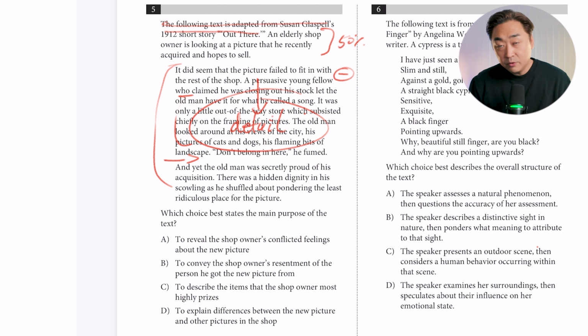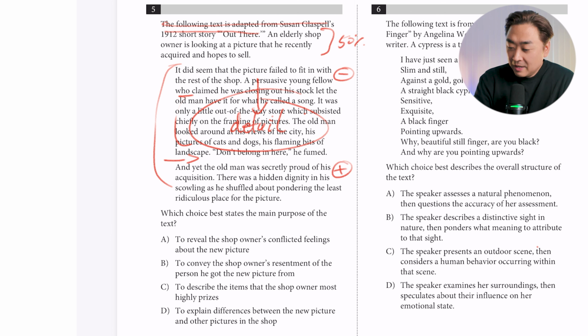You know how there are two paragraphs. So that means I'm going to go from an idea to another idea. So I'm saying, hey, it's negative. It didn't really fit in. Blah, blah, blah, right? I call it the blah, blah zone, but you don't have to. If you want to read it, read it. And then it says, and yet the old man was secretly proud of this acquisition. So that's positive. So it's going from a negative to a positive.